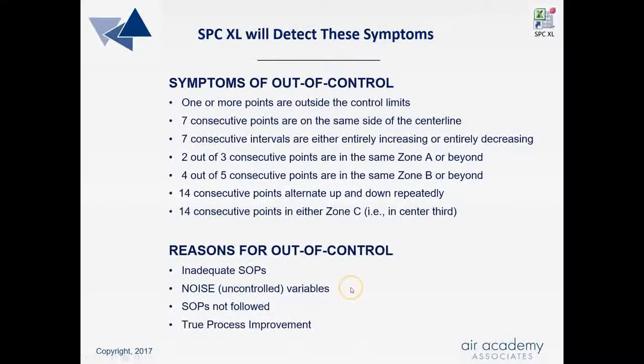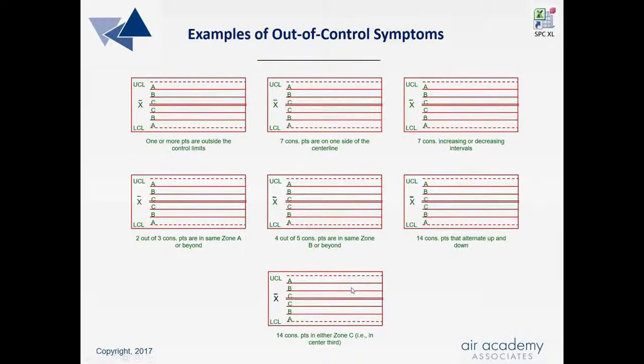So let me show you the 7 different symptoms that SPC XL will look for in your control charts. The first one is a point outside the upper control limit or below the lower control limit. This indicates that this is not happening by chance because 99% of the time the data should fall within the control limits. Another one is 7 consecutive points on one side of the center line. This indicates a shift even though none of the data points are outside the control limits. The trends will be shown when we find 7 consecutive increasing or decreasing points.